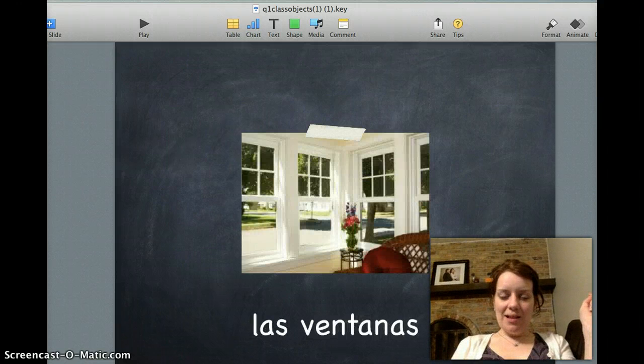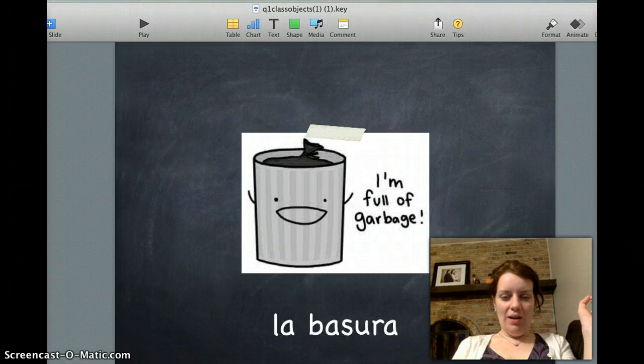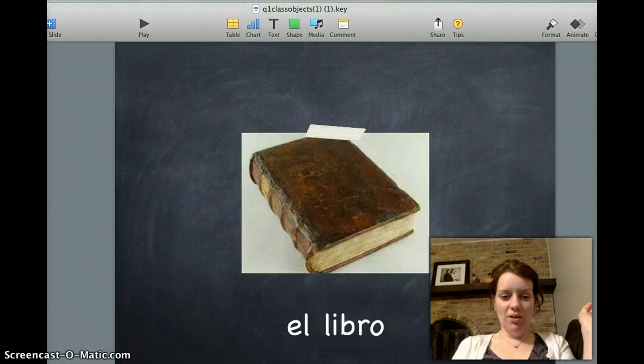Las ventanas quiere decir windows. We don't have those in the Spanish one room, unfortunately. Las ventanas. El proyector quiere decir projector. La basura quiere decir garbage. El libro quiere decir book, so library, place with books.